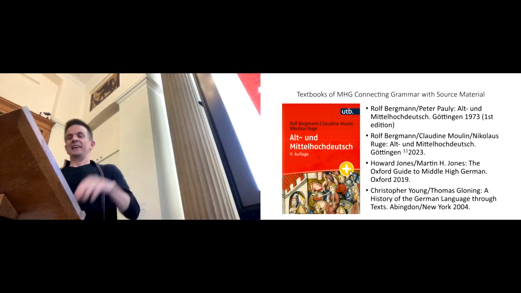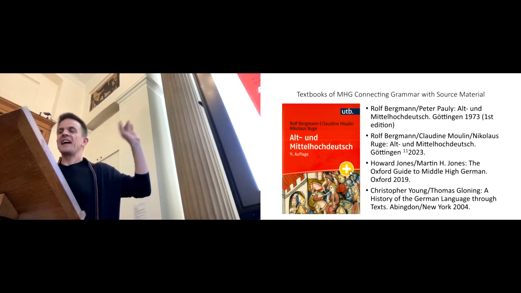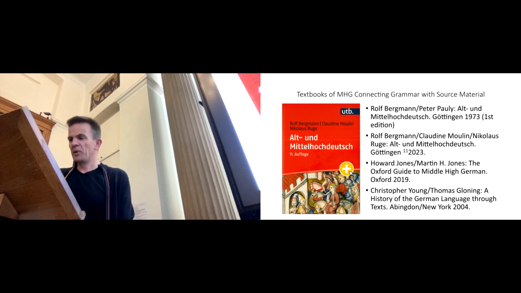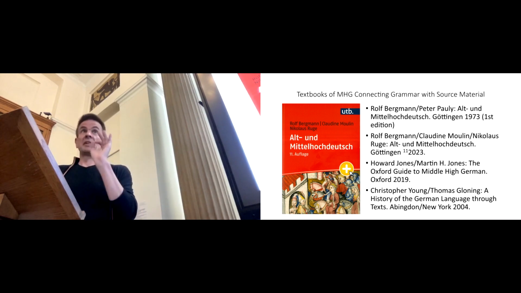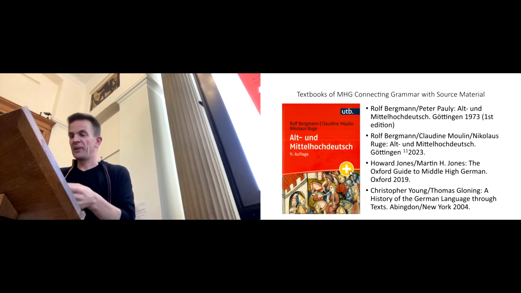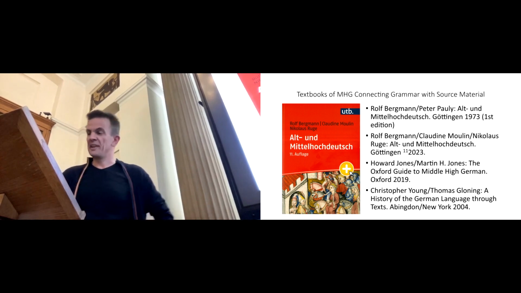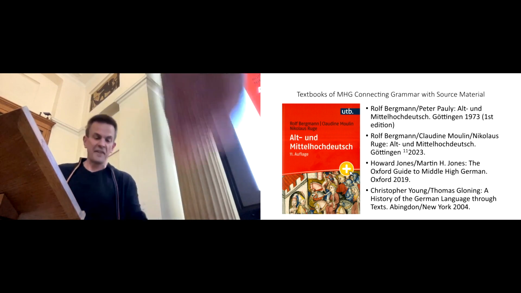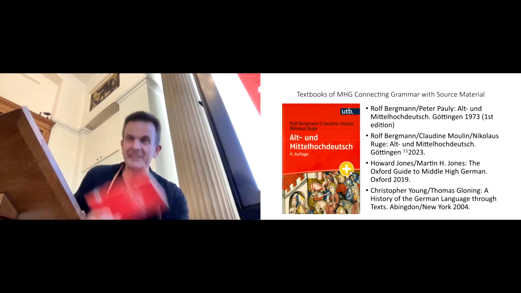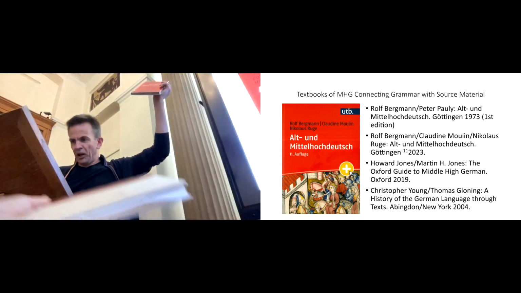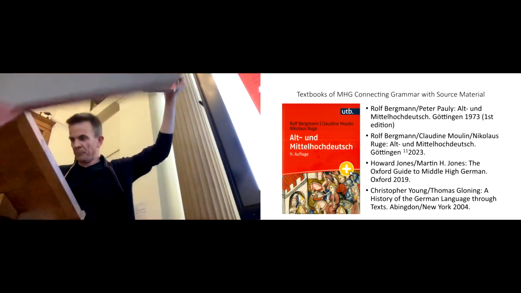The unique selling point, so to speak, of the Alt- und Mittelhochdeutsch Arbeitsbuch, the 11th edition of which was recently published, has been to combine textual translation and grammar learning into a singular process, which was quite unusual for traditional medieval studies in the 1970s when the first edition of our textbook was published.